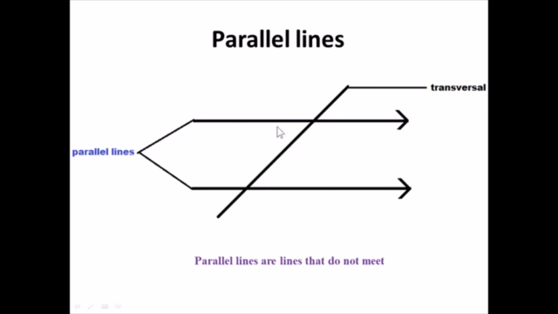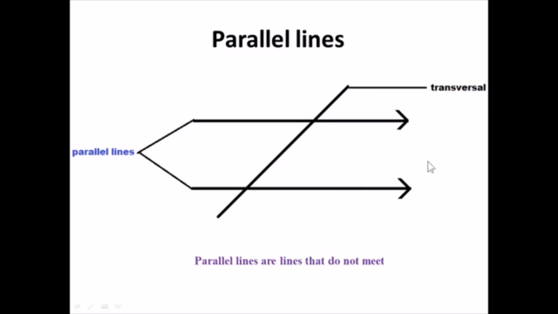When are two lines said to be parallel? When they cannot meet. This line goes this way and this line goes this way as well. That's why you have arrows on them. They continue to go like this, and so those two lines are parallel. Two parallel lines do not meet.